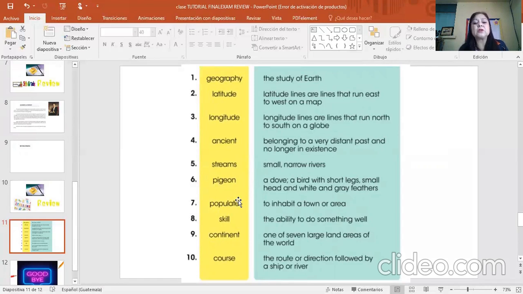Beyond, a dove, a bird with short legs, small hair, and white and gray feathers. Populate, to inhabit a town or area. Skill, the ability to do something very well. Continent, one of seven large land areas of the world. Course, the route or direction followed by a ship or river. Very good. So these are the kinds of words we have to study and review.